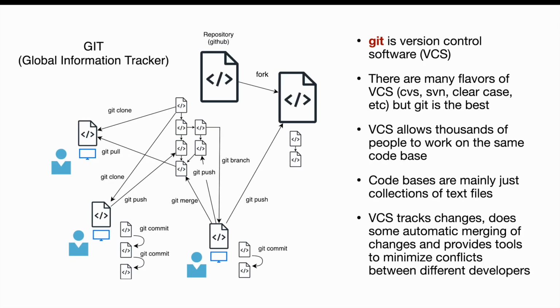Okay, so the first thing we're going to talk about is Git, which stands for Global Information Tracker. Git is a flavor of version control software. There are lots of different version control softwares out there. In the old days, there was something called CVS, Subversion, aka SVN, ClearCase, or a bunch of them. Some are free, some aren't. But since about 2005, when Git came on the scene, it's basically taken over because it is the best and it's also free.